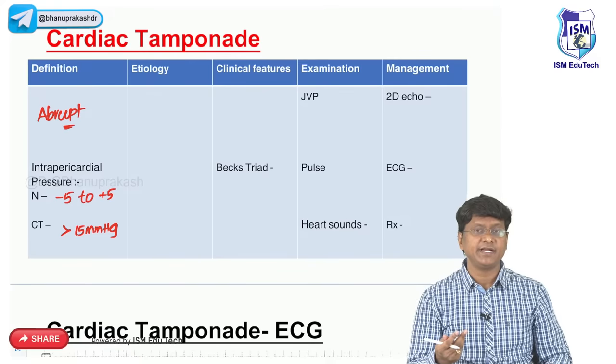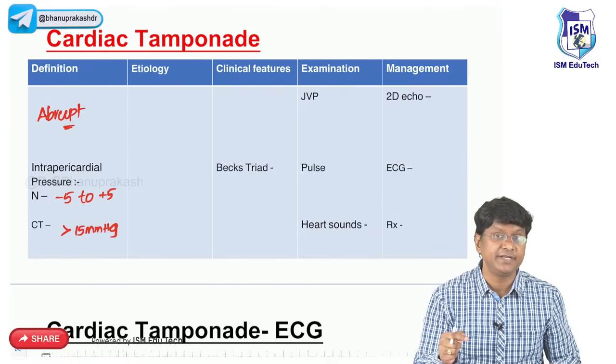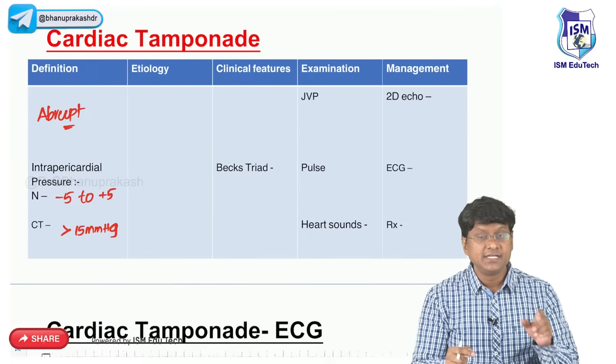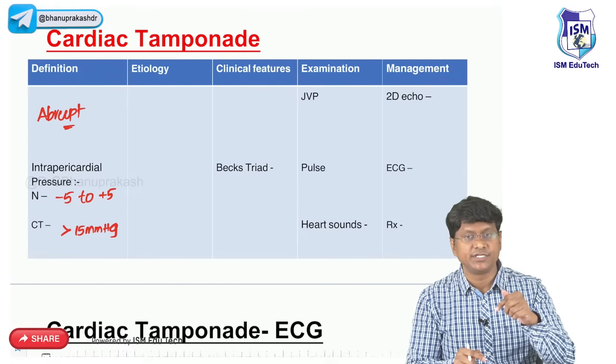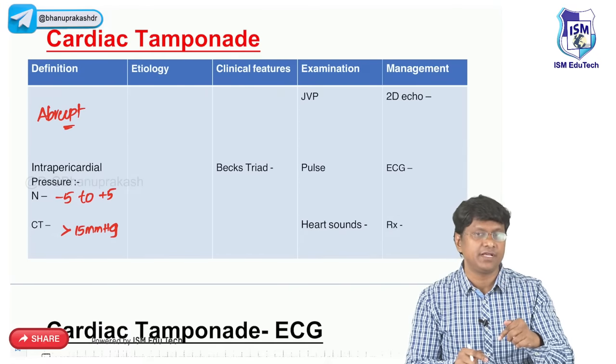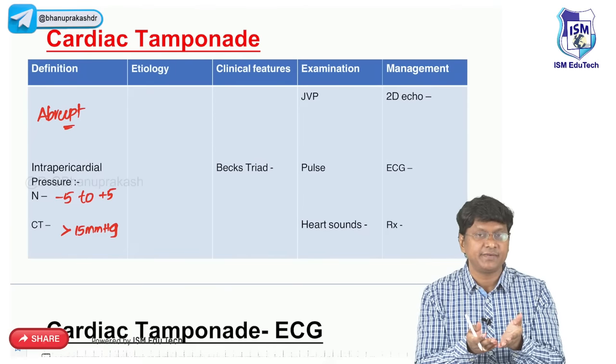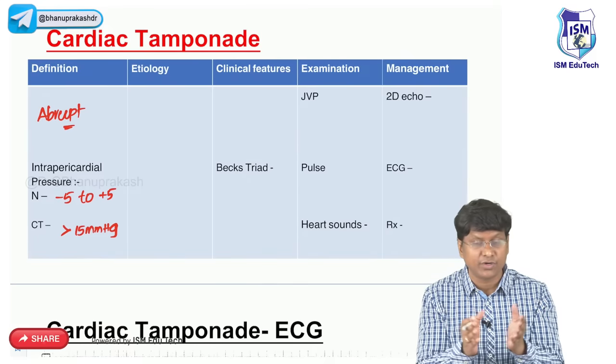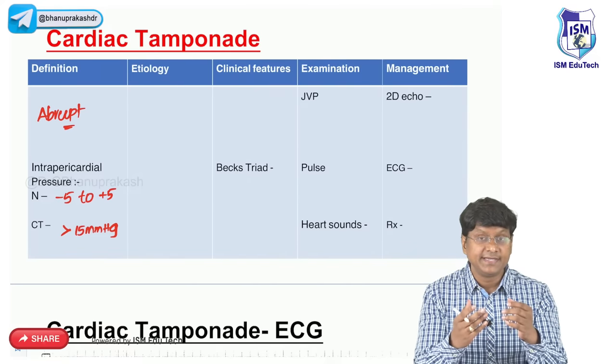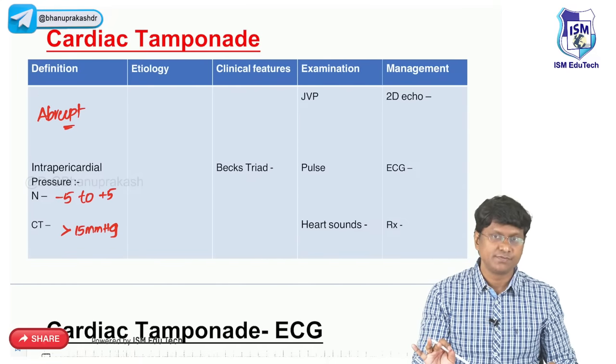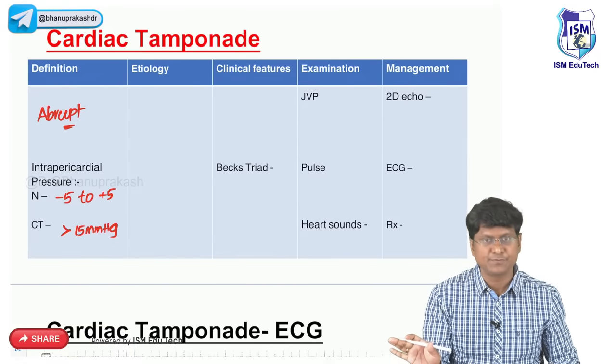Now when the intrapericardial pressure is greater than 15 millimeters of mercury, what will happen? That will restrict the venous return, that will restrict the ventricular filling, because your intrapericardial pressure is very high, the ventricle cannot relax, right? There will be diastolic collapse of the ventricles.